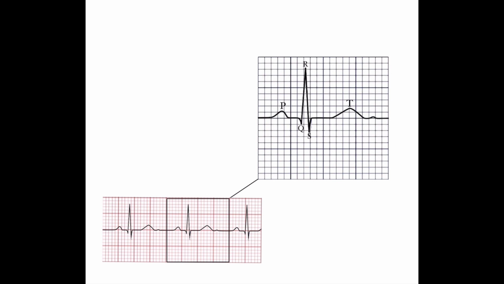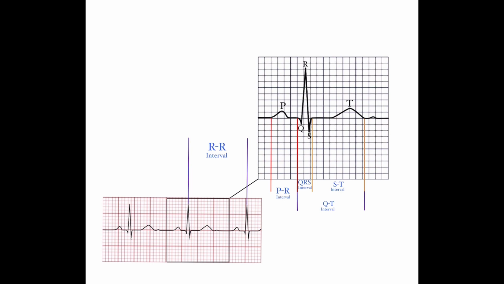PR interval is measured from the onset or beginning of the P wave to the beginning of the QRS complex. QRS interval is measured from the beginning of the Q wave until the end of the S wave. ST interval is measured from the end of the QRS complex to the end of the T wave. QT interval is measured from the beginning of the Q wave to the end of the T wave. And RR interval is the distance between two consecutive R waves.